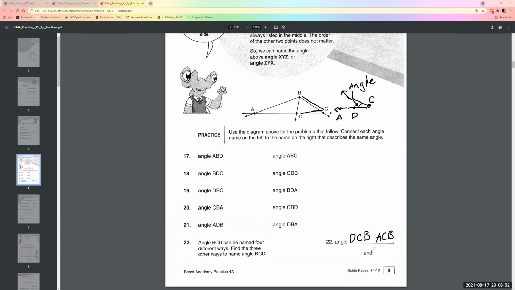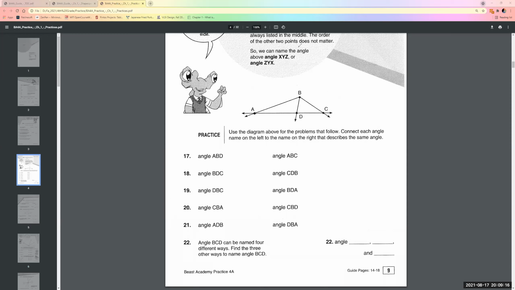So the last one should be short and simple. BCA. Yep. And those are our 3 other angles. Does that make sense to everyone? All right. Yes.